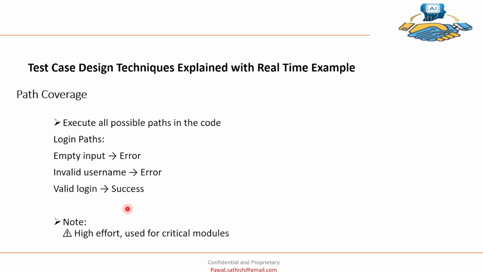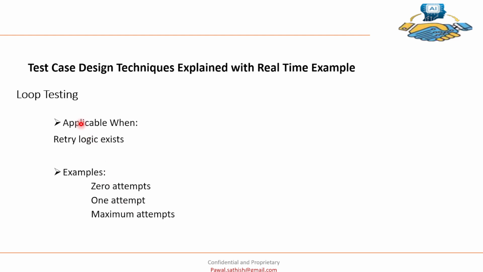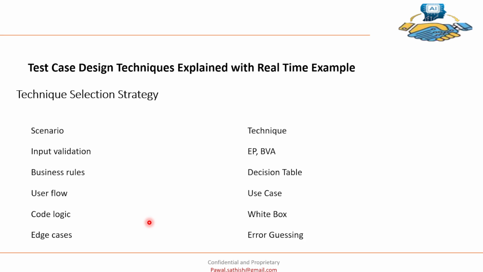Then next is loop testing, applicable when retry logic exists. This is useful when our requirement says that after 5 unsuccessful attempts, the user account should get locked. Here we'll keep a flag for how many attempts are made: 0 attempts, 1 attempt, and so on up to the maximum attempts. After that, we'll display the error message. So we cover loop testing as part of white box testing.